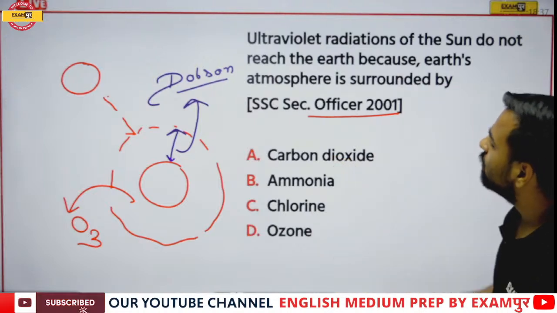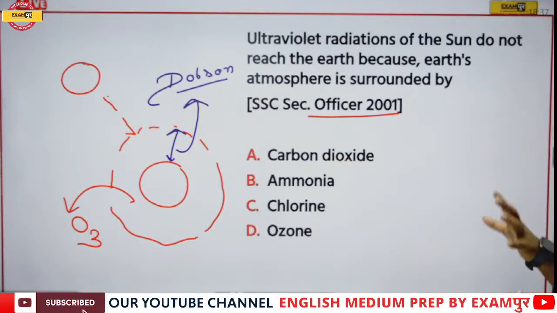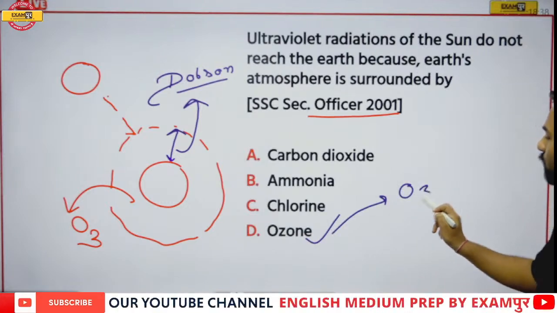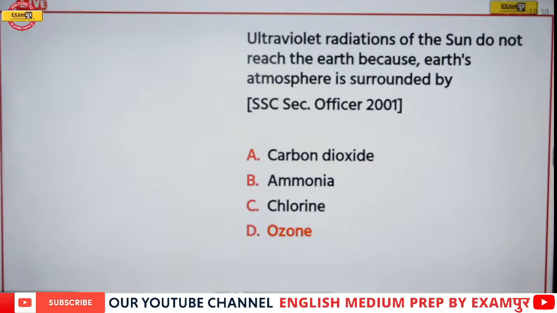It is ozone which is actually preventing you from the ultraviolet radiations. So the question was, ultraviolet radiations of the sun do not reach earth because of what? Because Earth's atmosphere is surrounded by ozone, which has the formula O3. So option number D is going to be the correct answer.